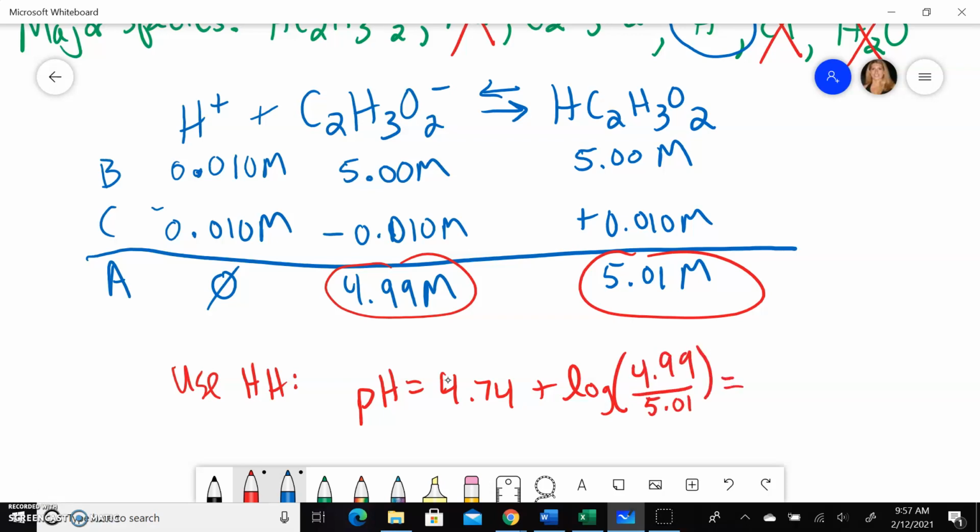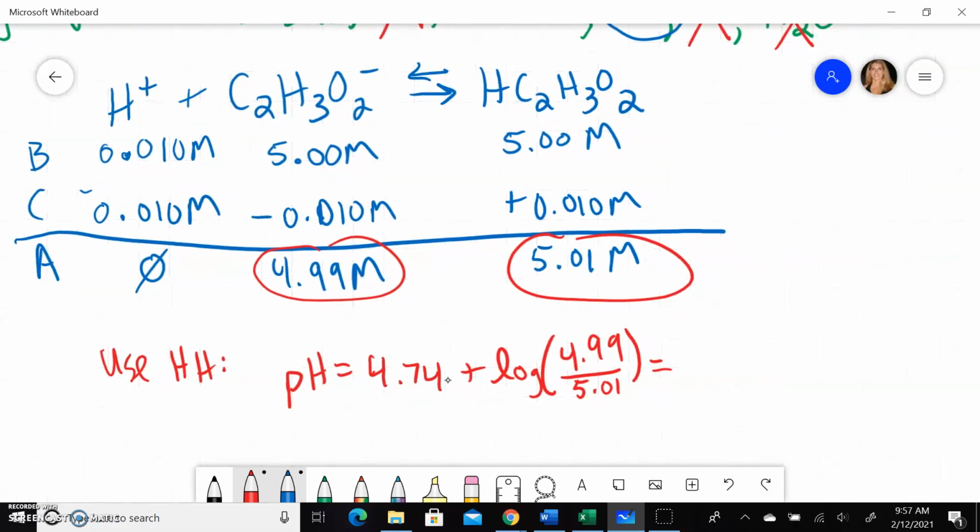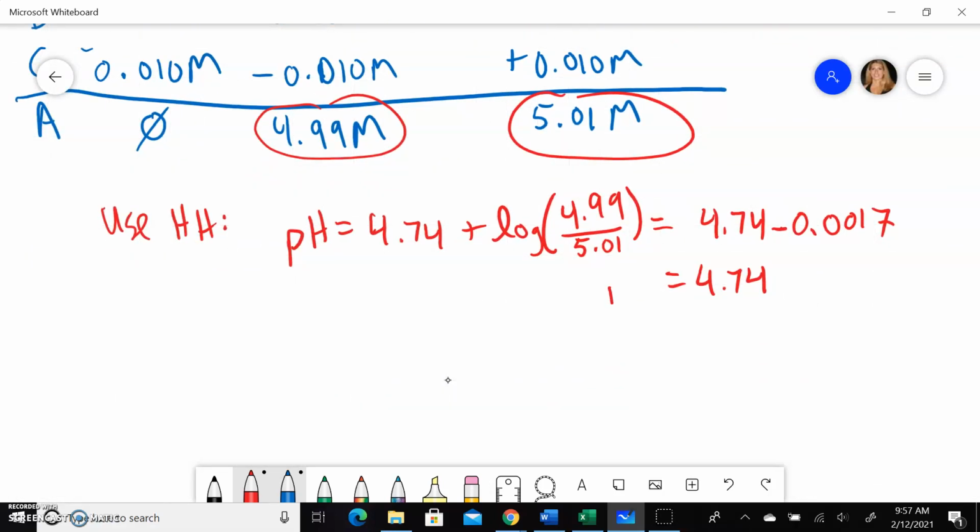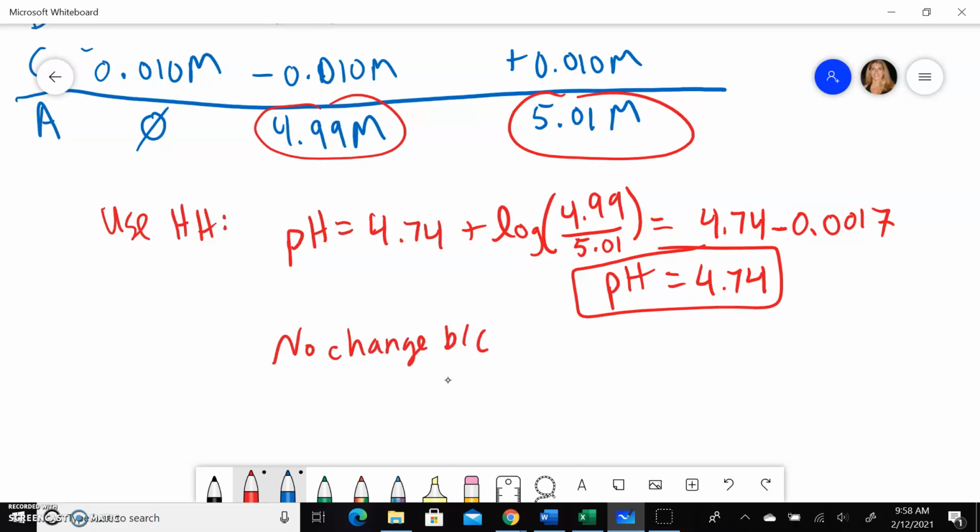You also could set up another ice problem here. So now we have 4.74 minus 0.0017. And when you do sig figs, that subtraction doesn't change your number. So notice that the pH is still the same as the original pH, which is what we predicted. So there is no change because we had lots of buffer. We had a pretty high concentration of that buffer. 5 molar is pretty high concentration.